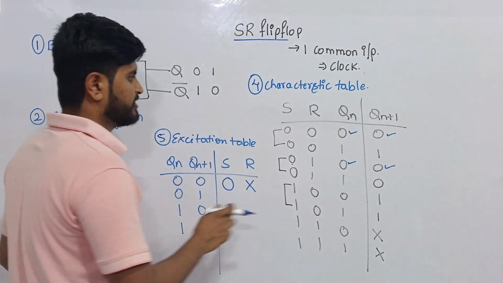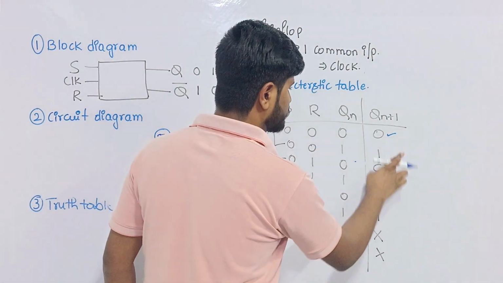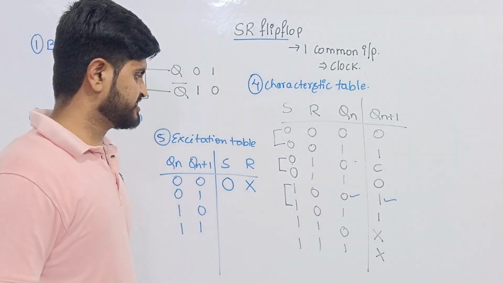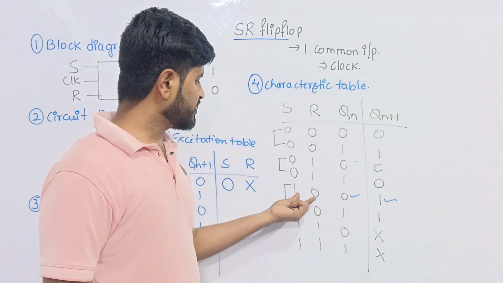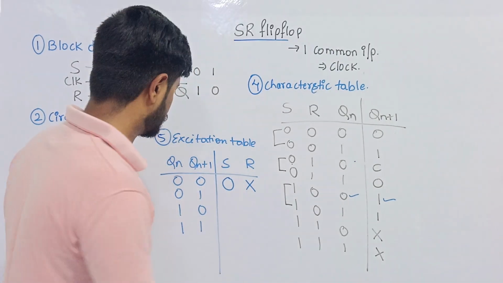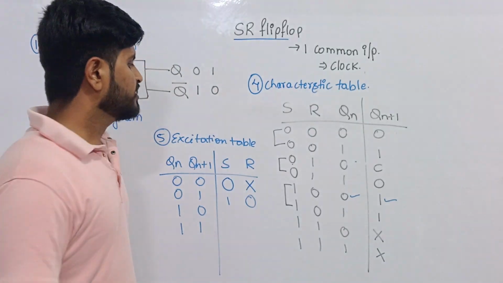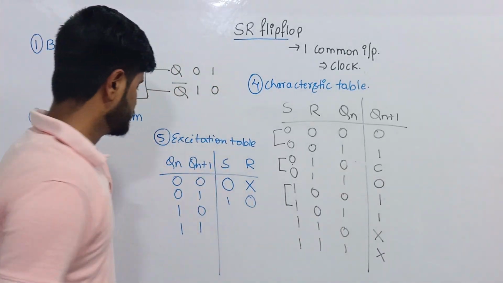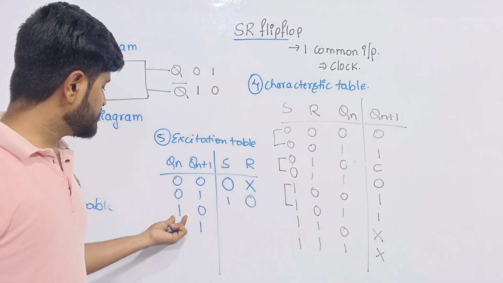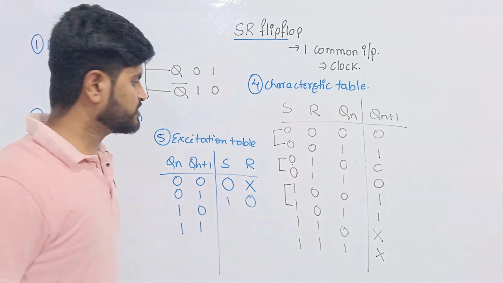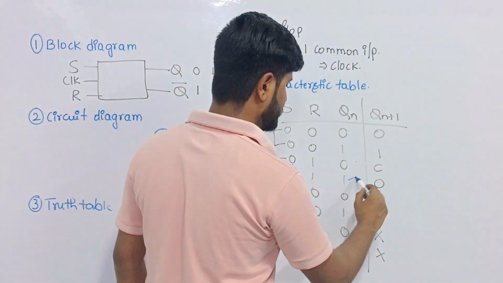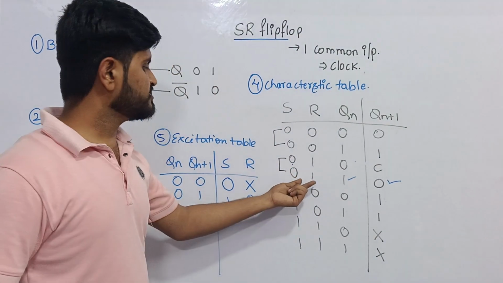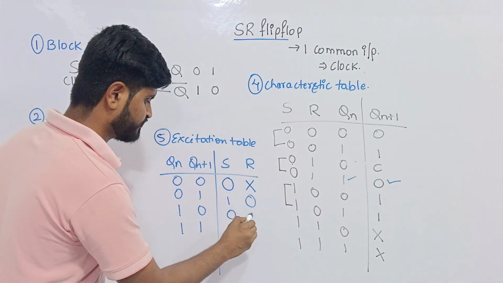Now search for 0 and 1. Qn value will be equal to 0 and Qn plus 1 value will be equal to 1. Only one condition is there. So S value will be equal to 1 and R value will be equal to 0. Next, when Qn value will be equal to 1 and Qn plus 1 value will be equal to 0, 1 and 0. Whether another possibility is there? No. S value is 0 and R value is 1.